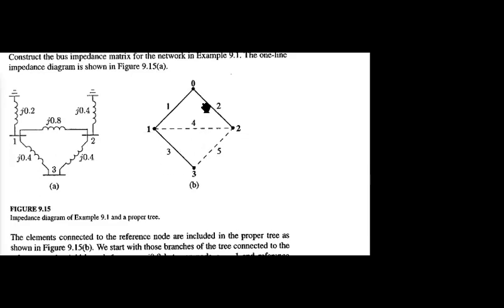Now in that diagram, we can see 5 different elements, right? 1, 2, 3 of branch category element, and 4 and 5 are the link category element. So if we consider branch 1 and branch 2, these two elements are connected to reference or 0 or ground, right? Yes, sir. We have to apply which rule?